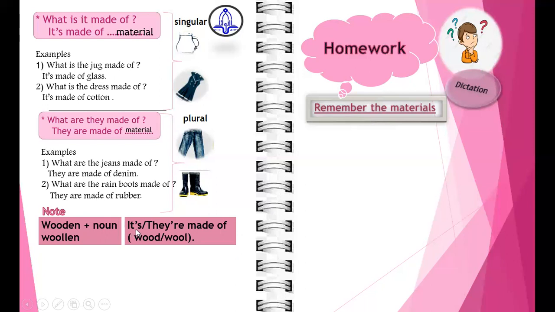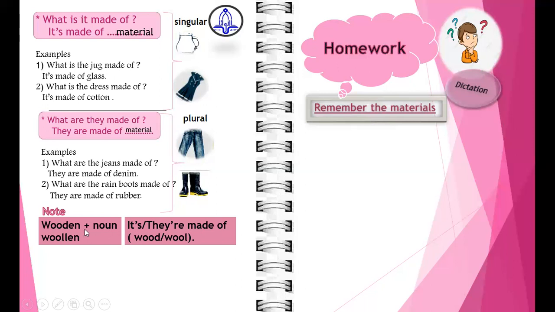While when I have the form it is made of, or they are made of, meaning it is made from, or for the plural they are made from, we cannot use wooden and woolen. We say wood and wool. Here they come as materials, as nouns, names of materials and not adjectives. I say it is made of wood. They are made of wool.